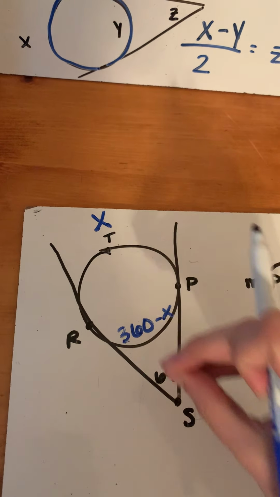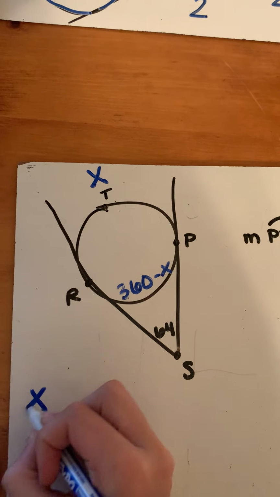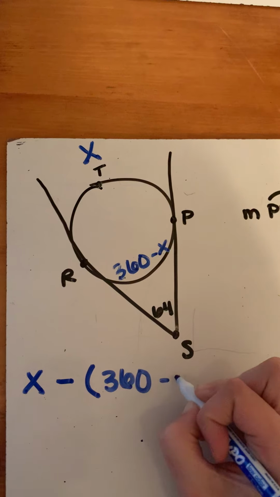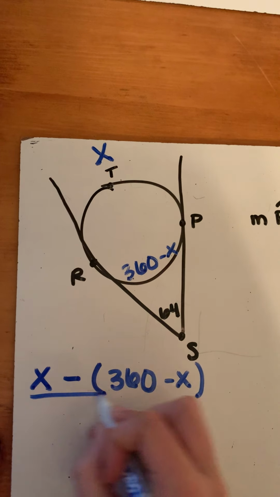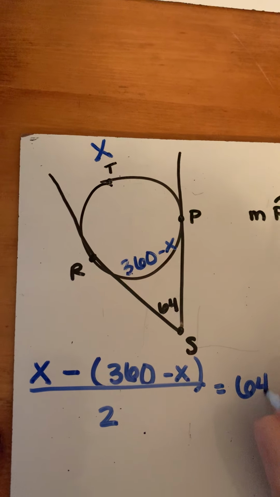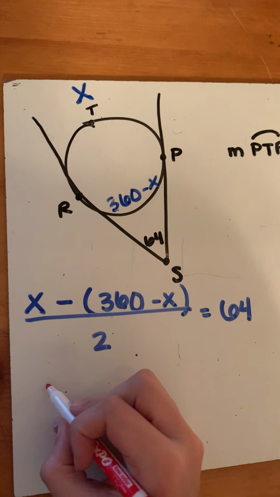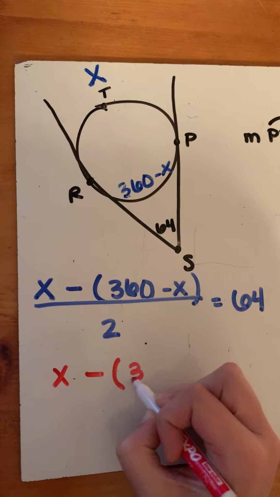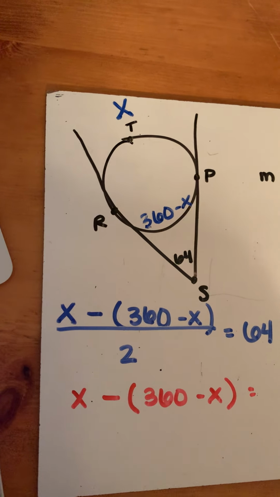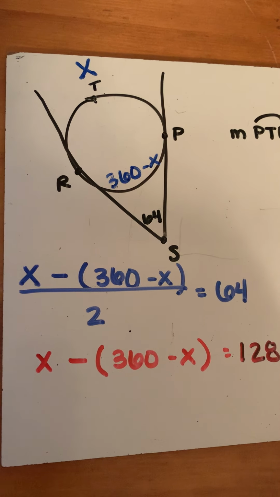All right, so now we have all of our pieces marked here. So we take the biggest arc. Our biggest arc is X. So we're gonna say X minus our smaller arc, divided by what? 2. Equals, what's our outside angle we have here? 64. From here, we're going to solve. So I would times both sides by 2. I get x minus 360 minus x equals 128. I would distribute the negative through.